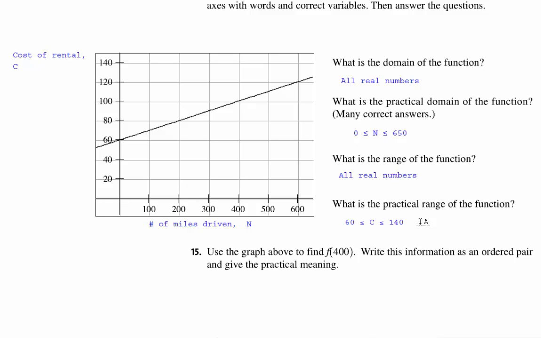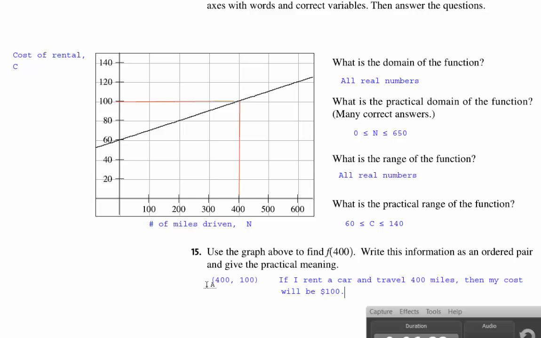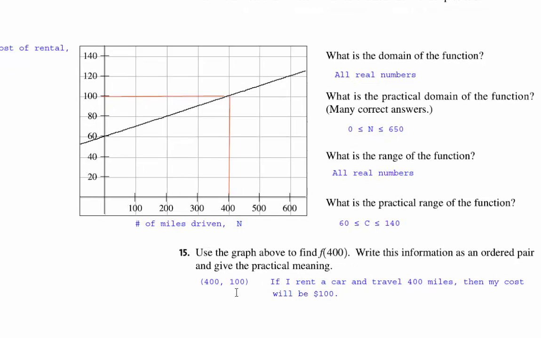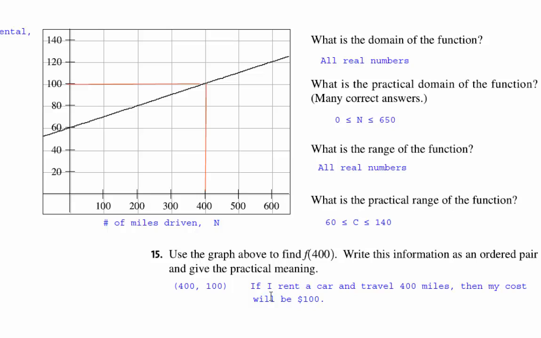Question 15 says, use the graph above to find f of 400. So that means our input is 400, and we want to find what the output is when the input is 400. So it looks like when the input's 400, my output's going to be 100. So the ordered pair is 400, comma 100. And the practical meaning, well, if I rent a car and travel 400 miles, then my cost is going to be $100.